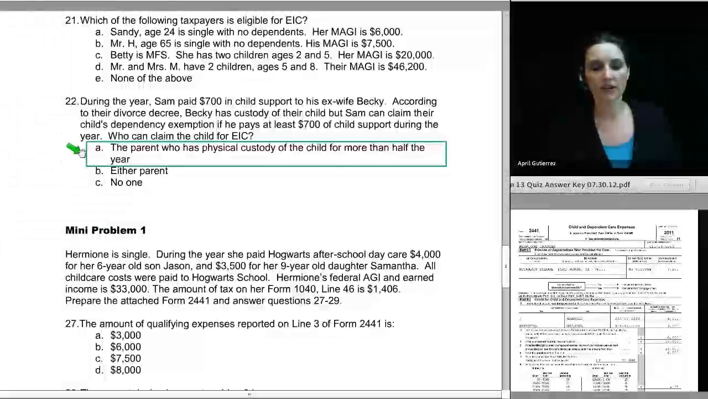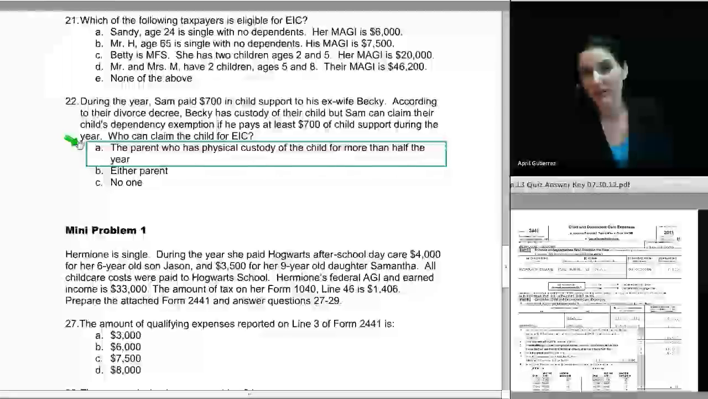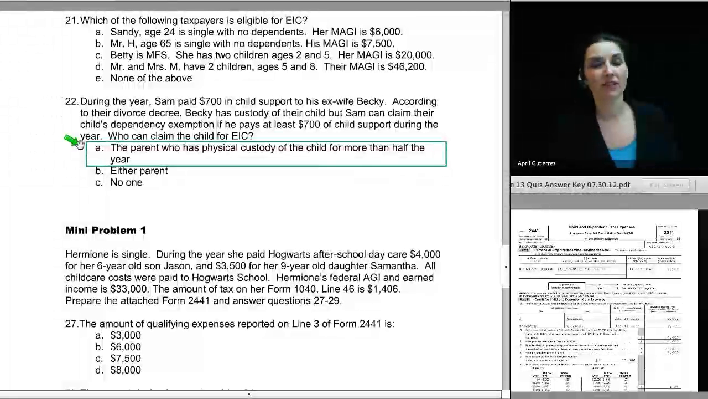And the choices are the parent who has physical custody of the child for more than half the year, or either parent, or no one. Well, technically speaking, it is probably Becky who has physical custody for more than half the year, but we haven't offered up her name. That would have been the logical choice.